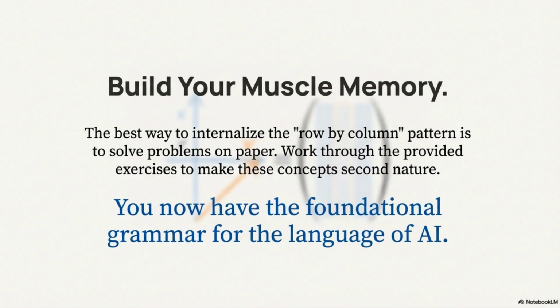We end with a reminder that understanding the rules is great, but fluency comes from practice. The best way to internalize the row by column pattern is to work through problems on paper or in a notebook. Do plenty of small matrix multiplications, check inner and outer dimensions, and practice deciding when to transpose. Over time, this will feel as natural as basic arithmetic. Once you are comfortable with vectors, shapes, and matrix multiplication, you have learned the foundational grammar for the language of AI. Everything from attention mechanisms to entire transformer blocks is built out of these same pieces.